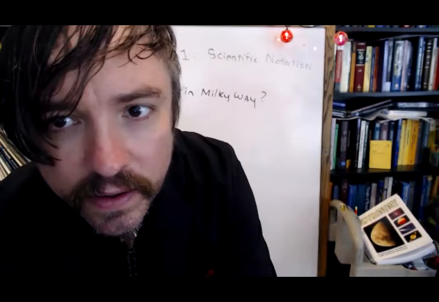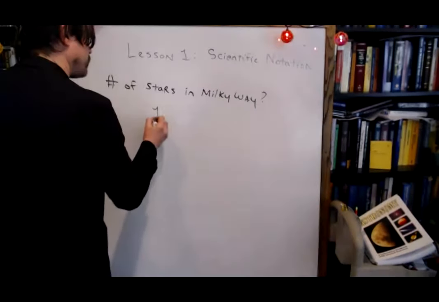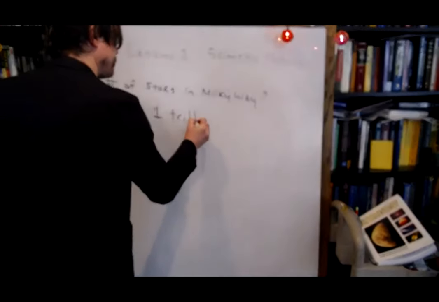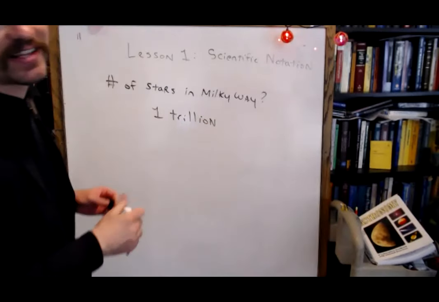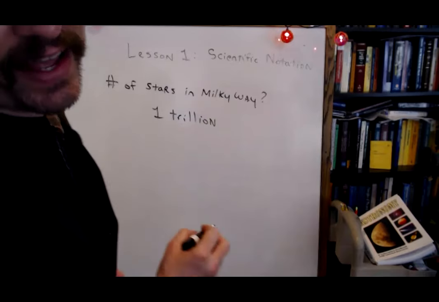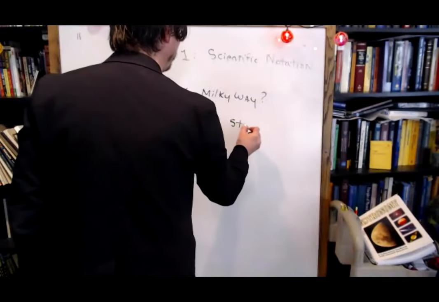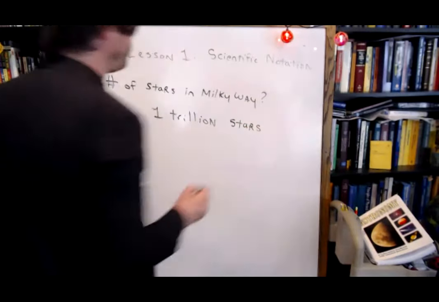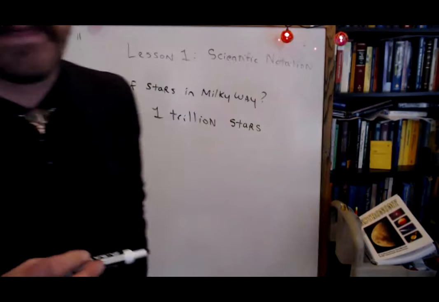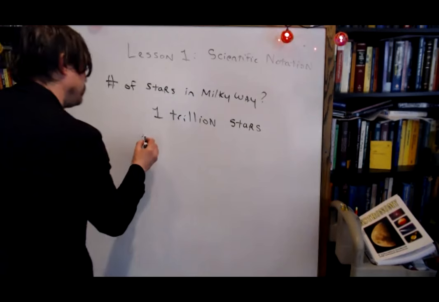A trillion? Very good, Laura. 1 trillion stars. Show off. She was consulting some notes there. Were we consulting? You were. That's okay. People can look things up in books. That's legit. And Laura, while you're at it, how many zeros are in a trillion? 12. That's right. Let's write that down.